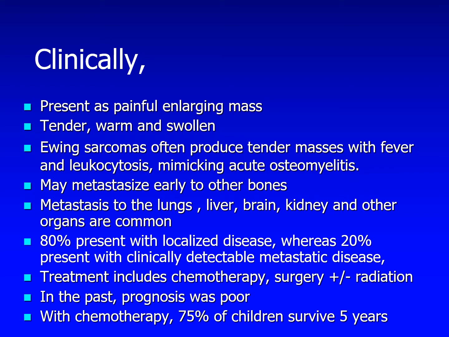They may metastasize early to other bones or other organs such as the lungs, liver, brain, and kidney. 80% present with localized disease, whereas 20% present with detectable metastatic disease. Treatment for Ewing sarcoma includes chemotherapy, surgery with or without radiation. In the past, the prognosis was poor, but with chemotherapy, 75% of children survive 5 years.